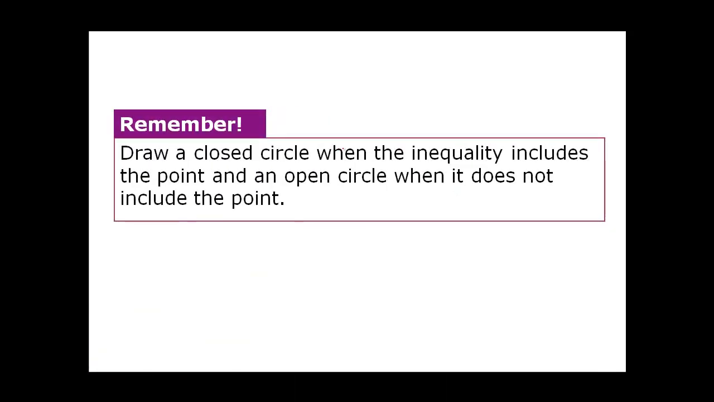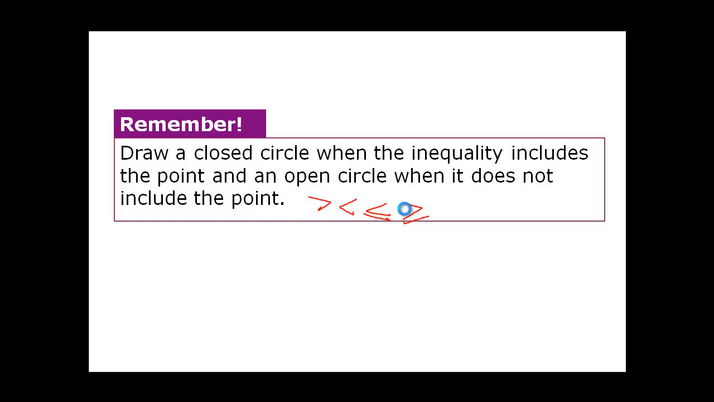Don't forget to draw a closed circle when the inequality includes the point, and an open circle when it doesn't include the point. What does it mean to include the point or not? You remember when we took bigger than, smaller than, without equal, those will be open circles. Open circles mean the inequality does not include the point, but a closed circle means that I have equals down here. This equals means that the inequality includes the point, or the point will be included inside the inequality.